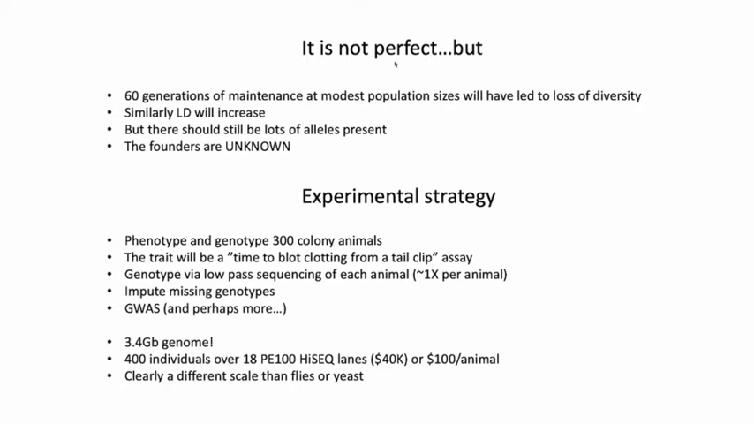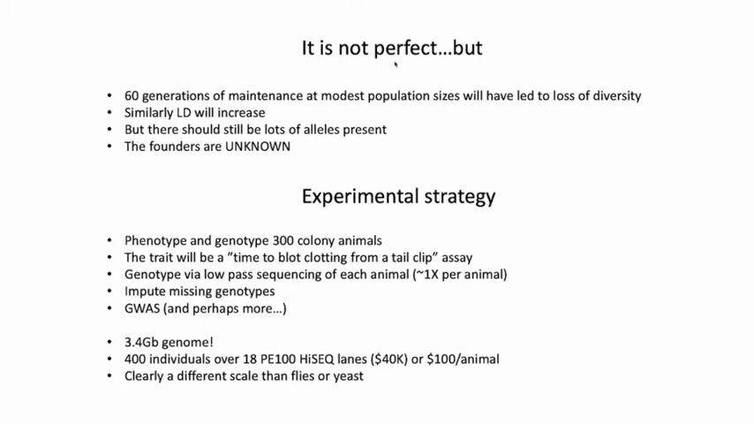And then our thinking was that, given that this colony has much more LD and much less diversity than wild populations, perhaps we can genotype these mice at pretty low pass, say 1x sequencing per animal, and impute the missing genotypes and do GWAS, right? So that's what I'm going to try to convince you that I think we can do.